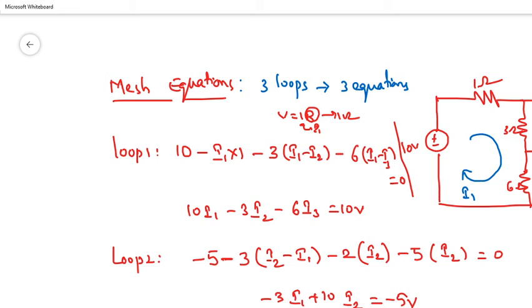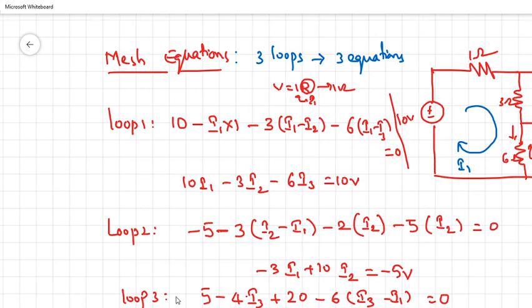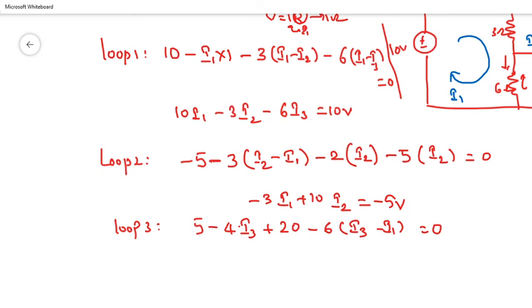So 20 volts minus, here 6 ohms resistor having 2 currents, that is I3 and I1. So both are, I1 is downward direction, I3 is upward direction. So both are opposite. So 6 into I3 minus I1 equals to 0. This will take. So can you simplify this one? Then you will get that value is minus 6I1 plus 10I3 equals to 25 volts.